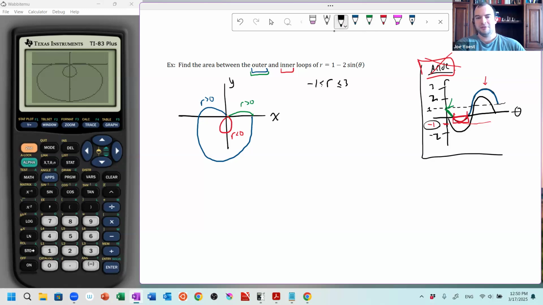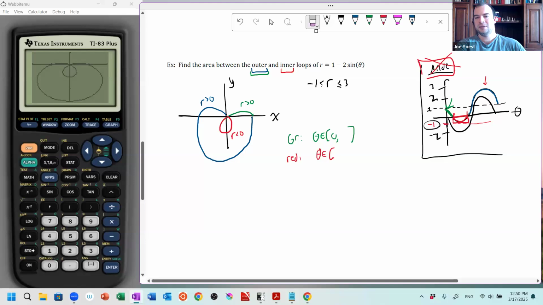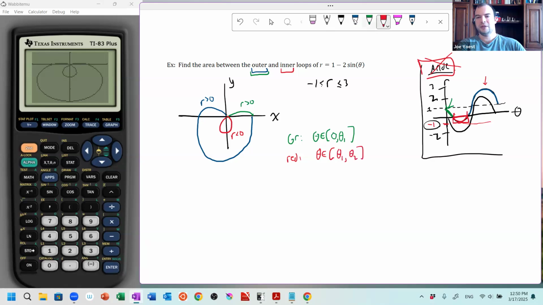All right, well, let's think of our intervals here. For the green area, theta goes between 0 and something. Maybe I'll call this theta 1. It's between 0 and theta 1. For red, theta goes between theta 1 and theta 2. And for blue, theta is from theta 2 to 2 pi.